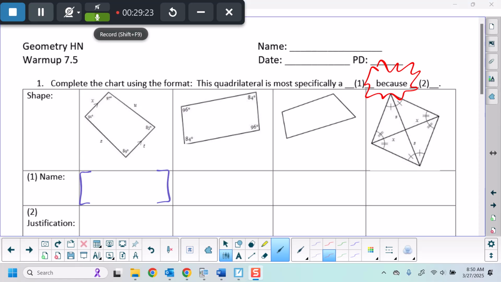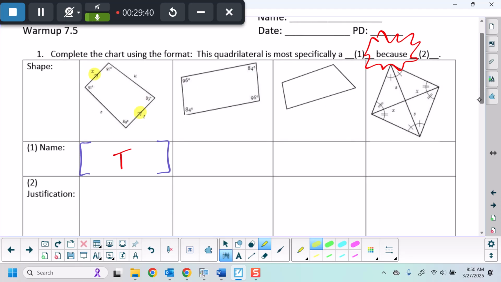Number 1, say it out loud. This quadrilateral is most specifically a trapezoid because it has exactly one set of parallel lines. And those angle measures validate the fact that we have 2 sets of consecutive interior angles that are supplementary, but notice the opposite angles are not congruent. So don't be afraid to sketch something that makes sense to what that diagram shows you.